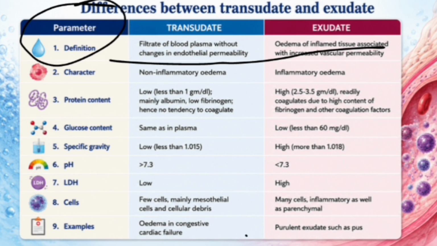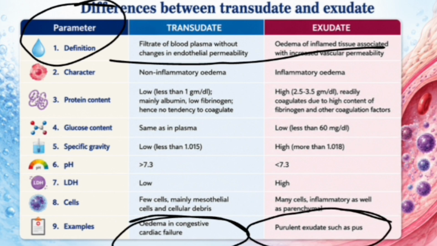Transudate is mostly seen in case of heart failure. So in case of cardiac failure, we can see that, while exudate is seen in case of inflammatory conditions, like whenever there is purulent exudate like pus formation. In that case, there is exudate. The next thing is transudate is non-inflammatory in nature. Just because of increased hydrostatic pressure and decreased colloid pressure it occurs, while exudate is due to inflammation.